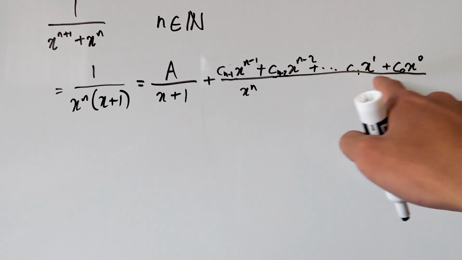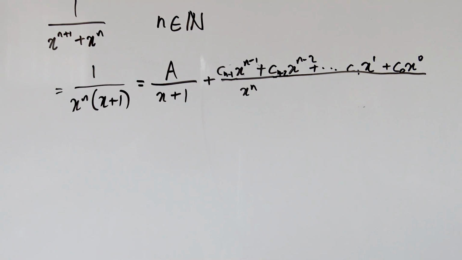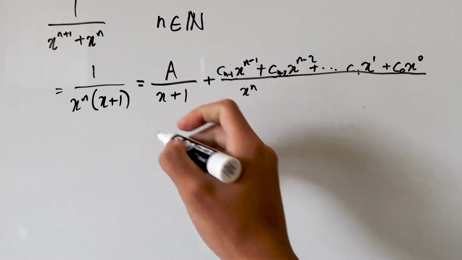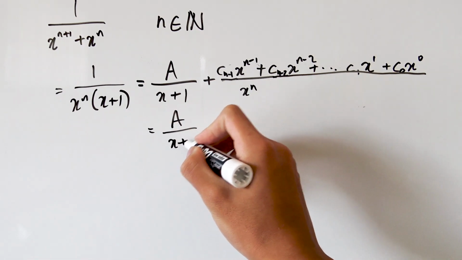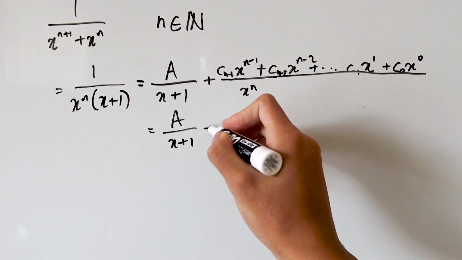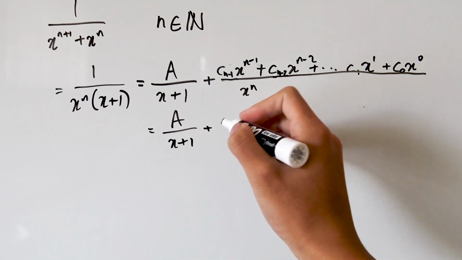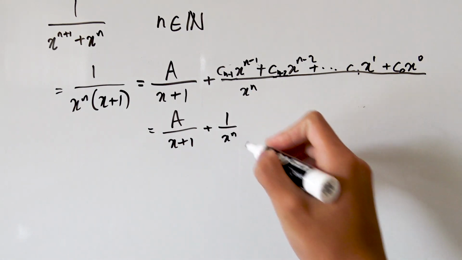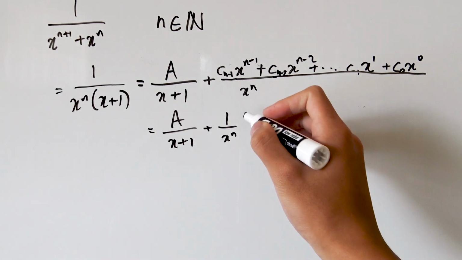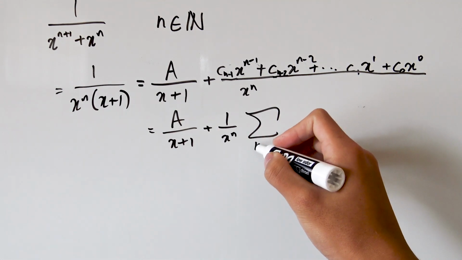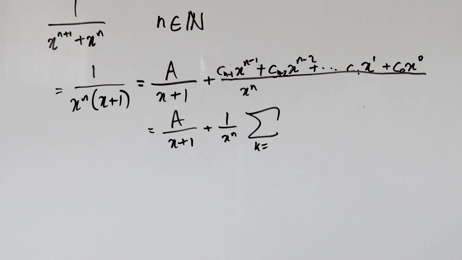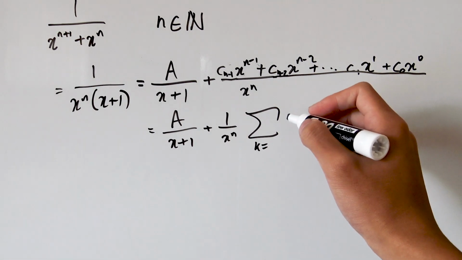We have all of this junk here, which is going to be a pain to write out every single time. So why not condense it down into a sum? First of all, we have the same thing here: a over x plus 1. And then we have to add, and I'm going to pull out this 1 over x to the n first, just so things are a bit nicer. Now we have a sum, and let's use an index, let's use k. k is going to start somewhere and end somewhere. We'll sort that out later.